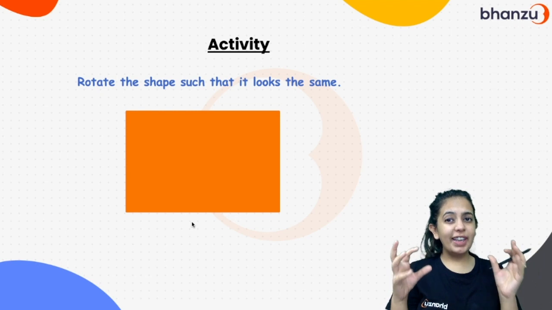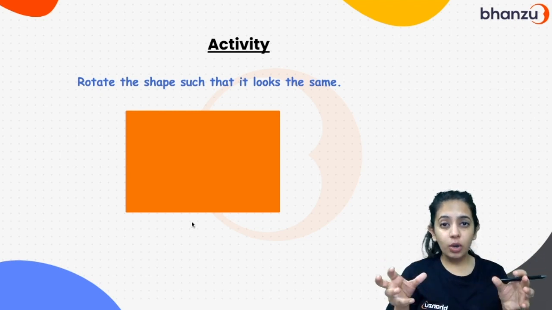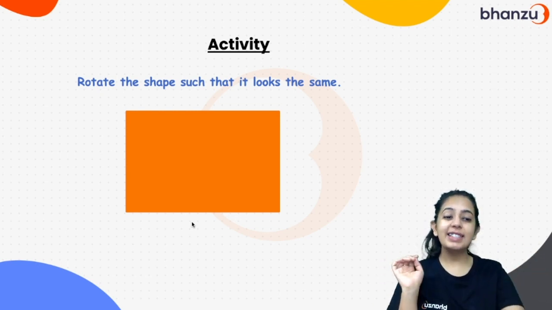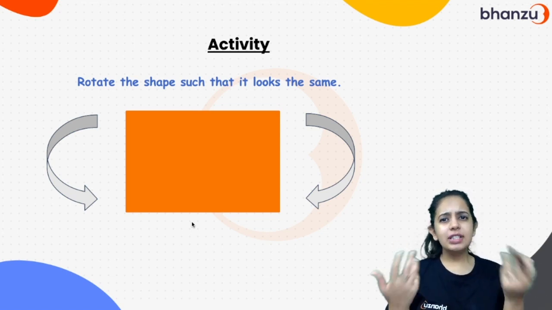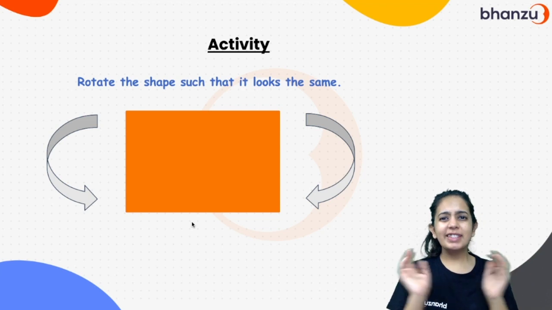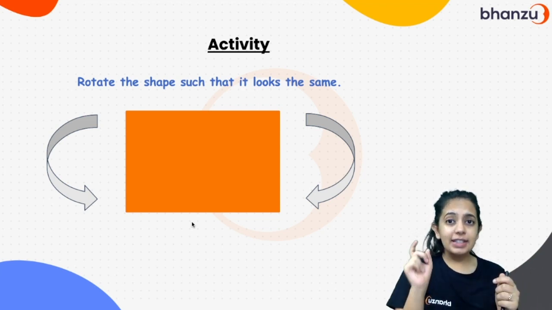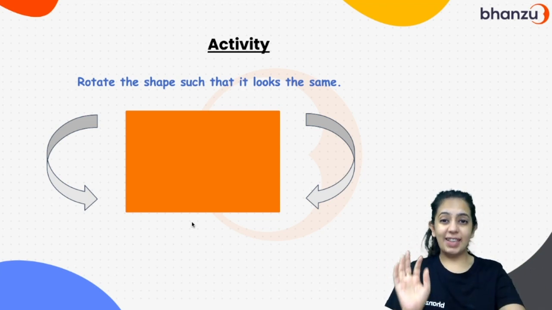Okay, so you need to rotate this rectangular shape in such a way that it must look exactly the same. How are you going to rotate it? By one full turn? Obviously, by one full turn, anything is going to look the same, isn't it? So think about it. Turn it in such a way that it must look the same. And it should not be one complete turn, okay?